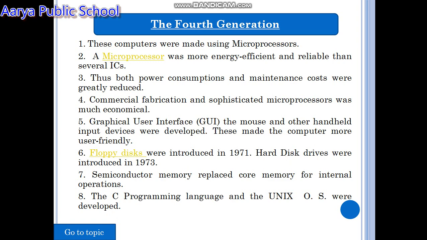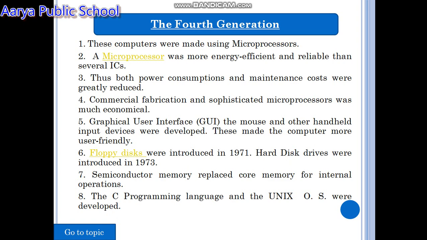Fifth, the graphical user interface, that is GUI, the mouse and other handheld input devices were developed in the fourth generation. Graphical user interface means the user can interact through graphics, that is symbols and pictures. They can use a mouse and other input devices. This made the computer more user friendly, and they could use a mouse and keyboard.